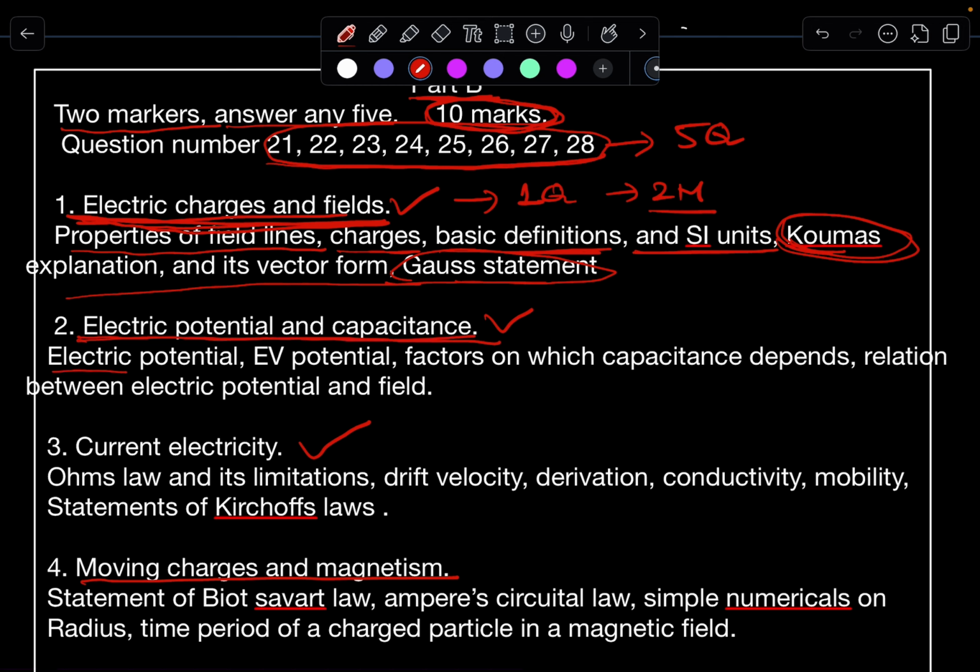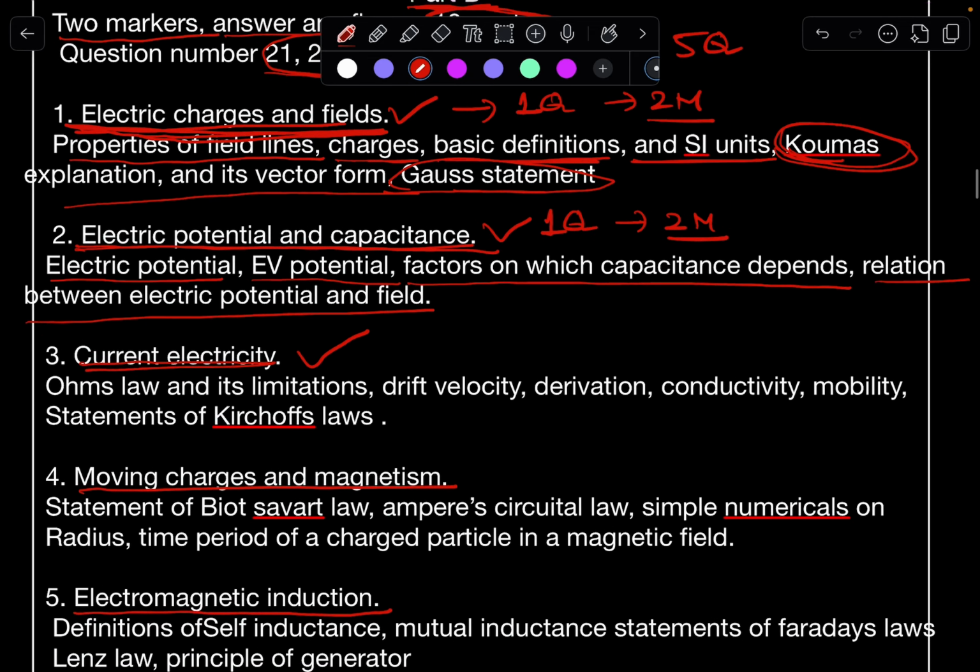The next chapter is electric potential and capacitance. What are the topics here? Define electric potential. Next, potential and factors on which capacitance depends. And the last one is relation between electric potential and field. If you practice only these topics, here also they will ask one question, easily you can get 2 marks.